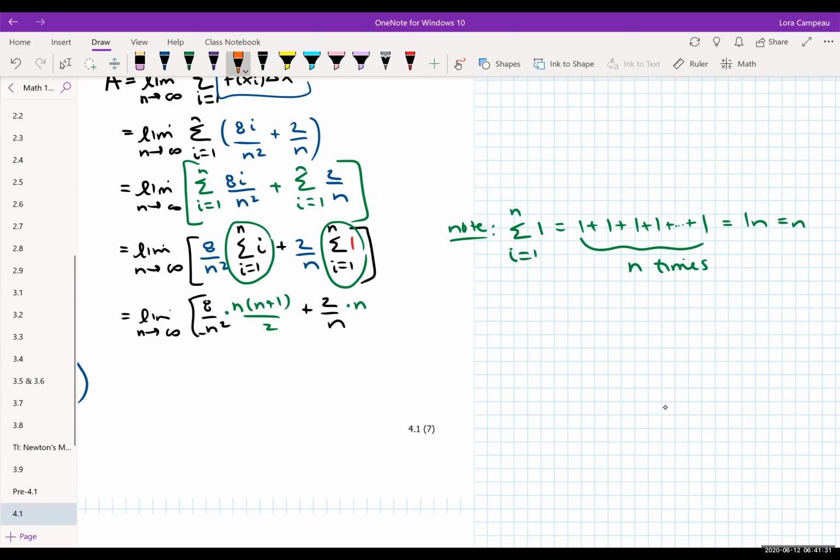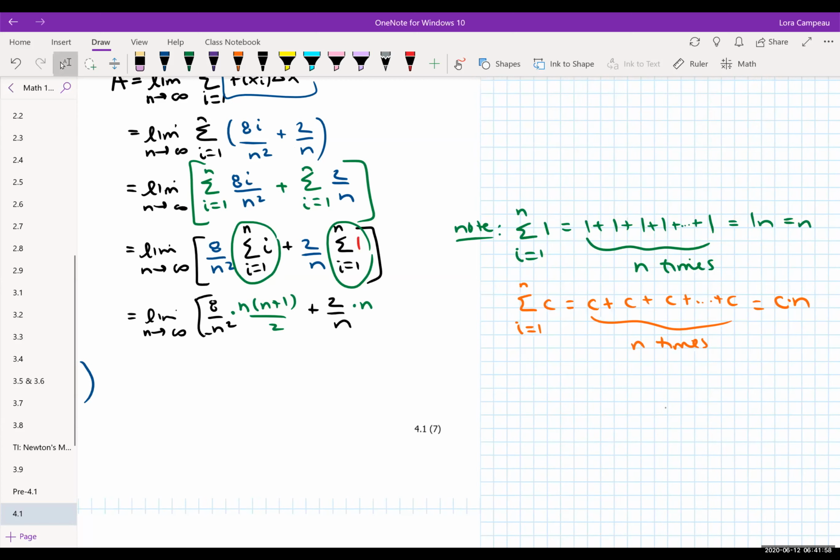And ideally also, I think that's where this notation comes in. If you have a constant, what are you doing? Constant plus constant plus constant plus constant. How many times? n times. So that's going to give you c times n. So just in case you were wondering, I don't know if we went over that in the preliminary work, but sometimes you can think these through and then you have a better time. You don't have to memorize everything. Just know what summation notation means.